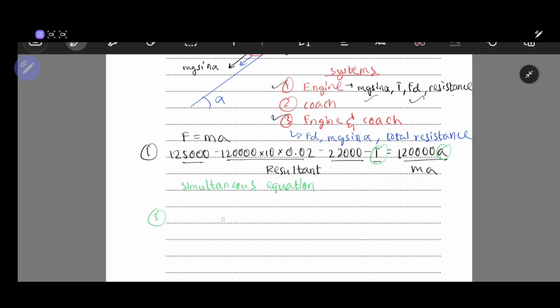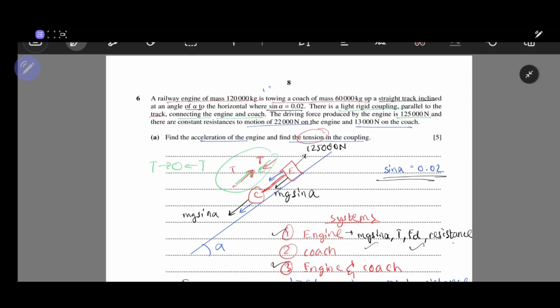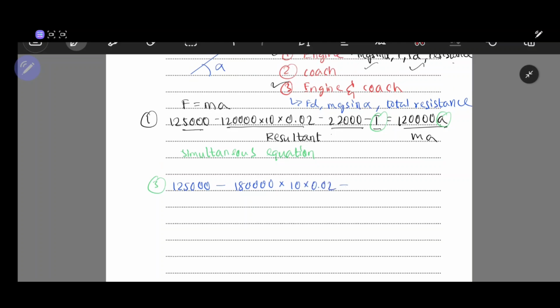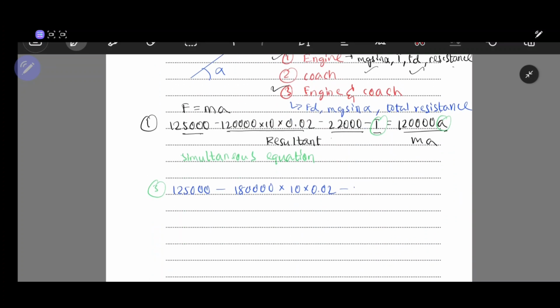So let's form our equation. 125,000 minus the weight component. The total mass was 180,000, so I can just combine and solve. So 180,000 times 10 times 0.02, minus the total resistance. It was 22,000 newtons on the engine and 13,000 on the coach. So minus 22 and 13 is equal to mass times acceleration. And when looking at this equation, we can notice that this has only one variable, a, so this can already be solved.